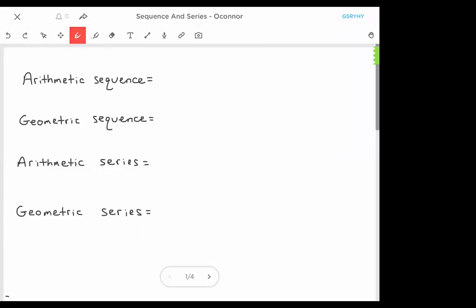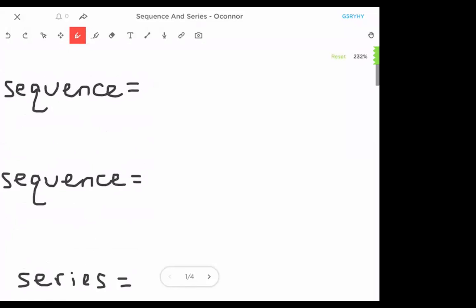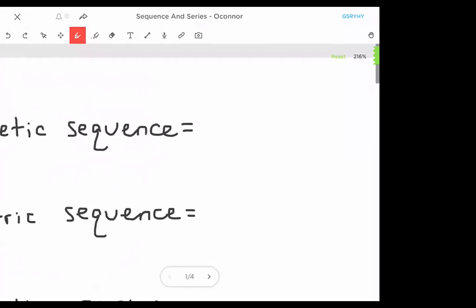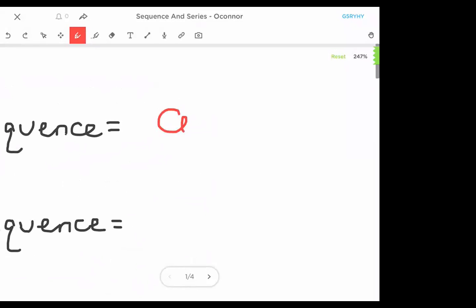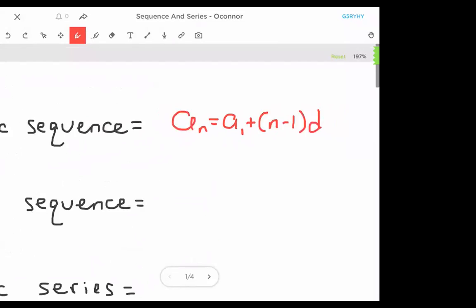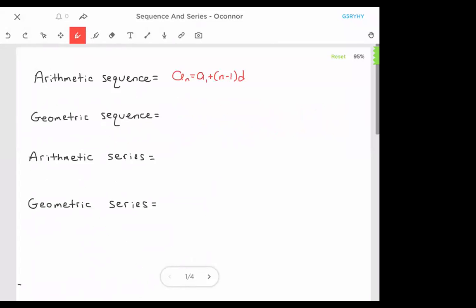Remember the sequences and series were strings of numbers. The formula for an arithmetic sequence is a sub n equals a sub 1 plus n minus 1 times d. So that is our first formula. You guys probably should be writing that down in your class kick there, okay?